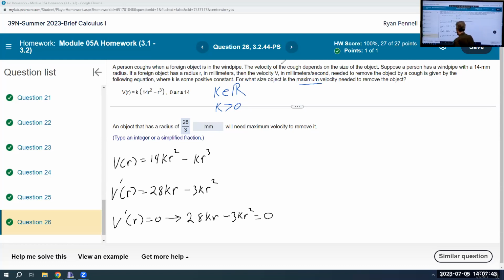So from there, I can do a bit of factoring. Looks like I have an rk in both. rk times (28 minus 3r) equals 0, which implies that r either equals 0 or 28 equals 3r, so r equals 28 thirds.